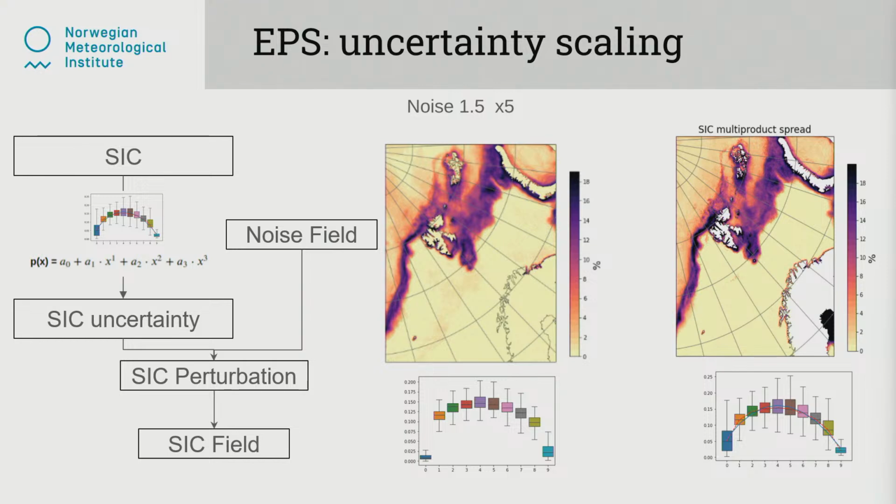So you can see that here on the right. This is the variability of the sea ice concentration based on all products when you compare them to each other. And below you see more or less how the sea ice concentration behaves depending on the concentration at that point. And then we just recreated that for the ensemble. So more or less what our ensemble now reproduces is the variability between different ice products that we have.